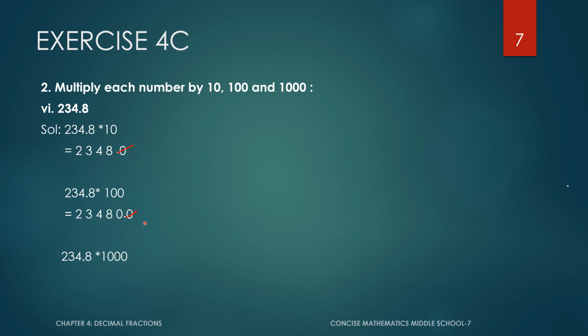The answer will be 23,480. Now multiply it with 1000. 1000 means you have to move the decimal point 3 times towards the right. It has to move 3 places. The point is over here in between 4 and 8. If you move it 3 times, then you will get it over here and the answer will be 2,34,800.